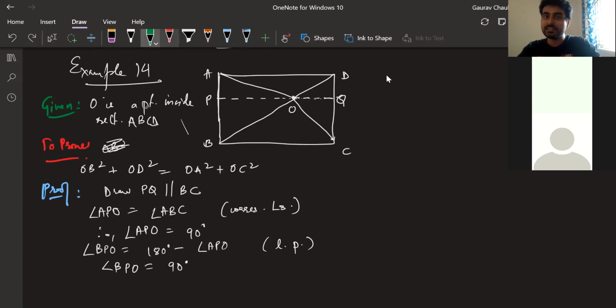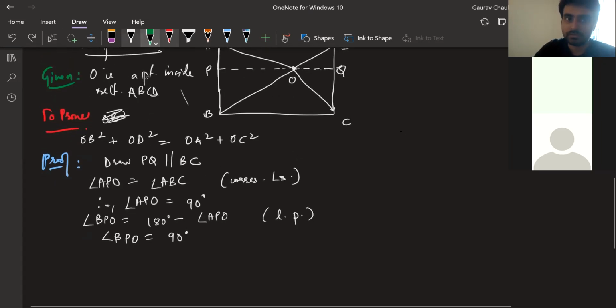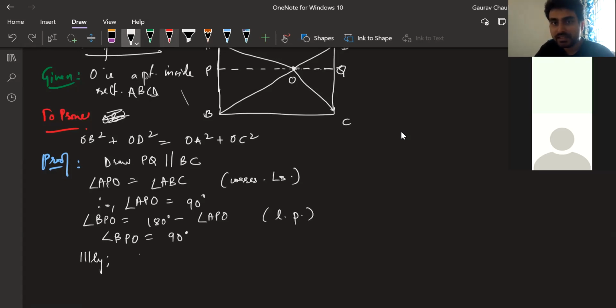Now these two you just write similarly, because the exact same explanation, the exact same steps are involved. So it's acceptable if you write just similarly. You just write similarly: angle DQO is equal to 90 degrees and angle CQO is equal to 90 degrees.